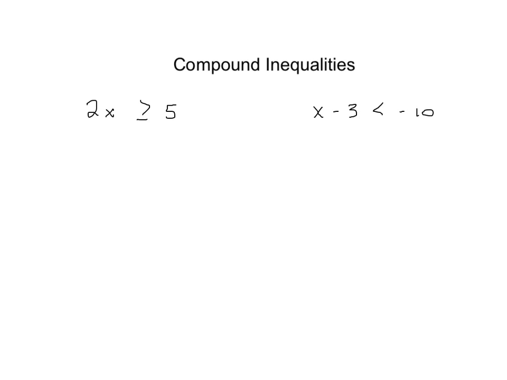We're going to connect two sentences, right? So here's one inequality and here's another inequality. And we're going to connect it with an "and." So we're going to look at both of them at the same time. Or we're going to connect the two with an "or."